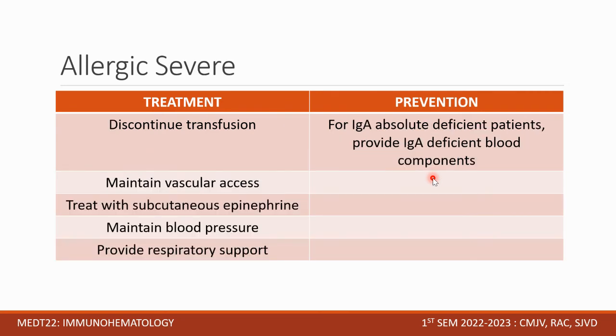For severe naman, so discontinue transfusion, itigil na talaga. Okay, huwag nang i-transfuse yung blood, maintain vascular access, and then treat with subcutaneous epinephrine. So epinephrine is important since pwedeng mag-anaphylactic shock si patient, totally mag-close off yung kanyang bronchus, so hindi makakahinga. So, importante yung epinephrine. So, maintain blood pressure and then provide respiratory support.